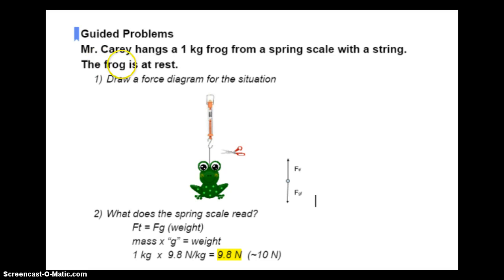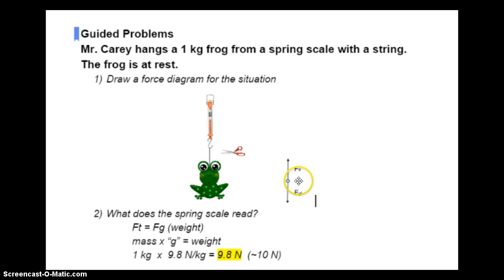Okay, so we have Mr. Carey hangs a 1 kilogram frog, so we know what its mass is, from a spring scale with a string, and the frog is at rest. Okay, so let's draw a force diagram for the situation. Looks a lot like what we did in class a couple days ago. So we have our frog at rest, hanging from a spring scale. We see we have the tension force upward, the gravitational force downward on the frog.